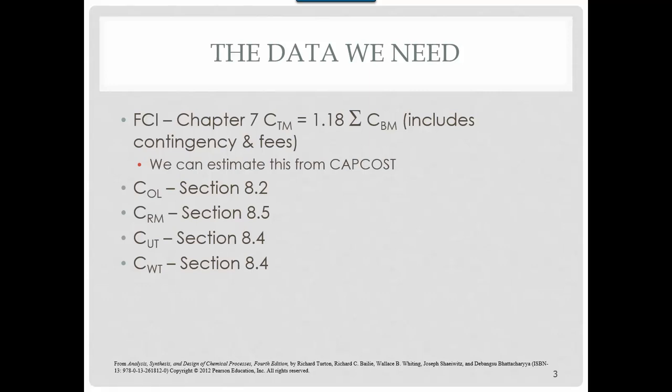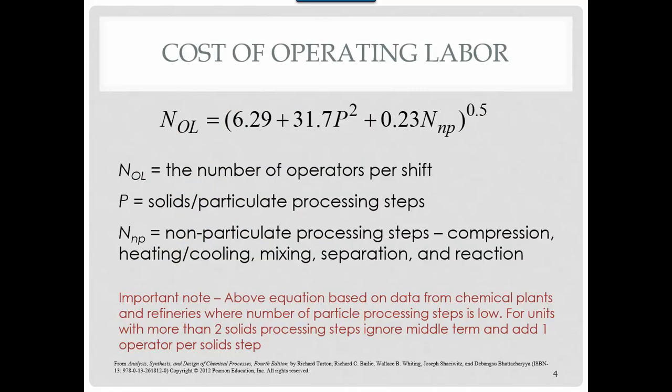Now, the FCI is what was called C_TM, or total module cost, in the previous chapter. And that was our base module cost times 1.18, which added in contingencies and fees. And we can estimate this using that CAPCOST software or Excel file that was provided with the textbook. What we want to look at today is the operating labor cost. How we'll calculate that. So let's look at the formula for this.